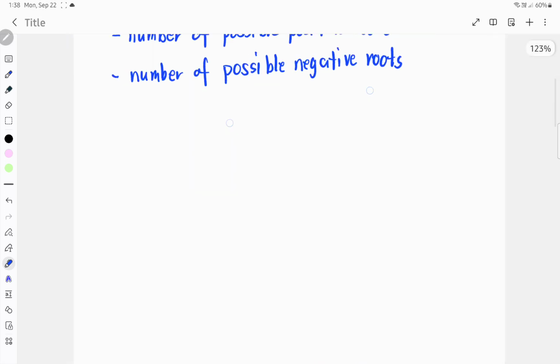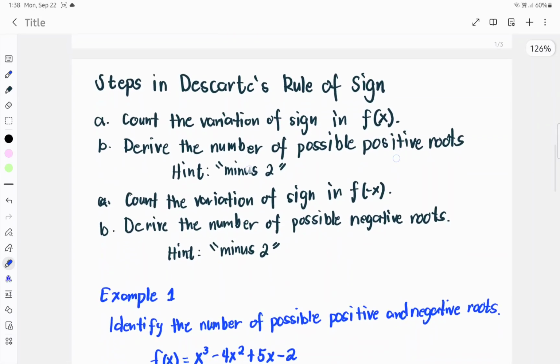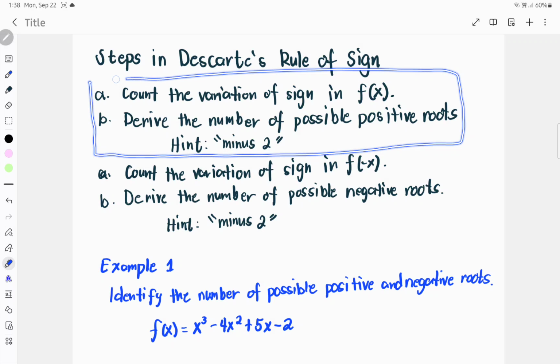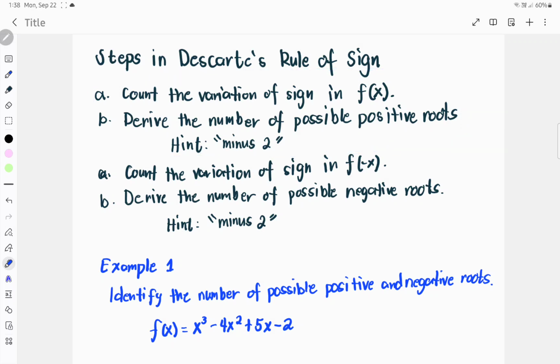So now let's go to the next page. Here are the steps. First things first, if you want to get the possible positive roots, you first count the variations of sign in f of x. When you say variation of sign, it could be plus minus or minus plus. That will be the first step, and then derive the number of possible positive roots. The hint there is to deduct by 2.